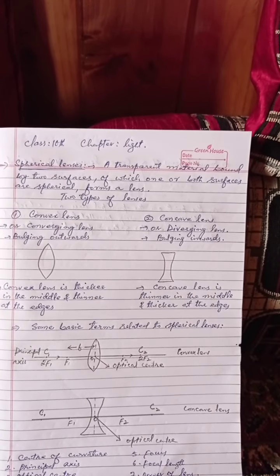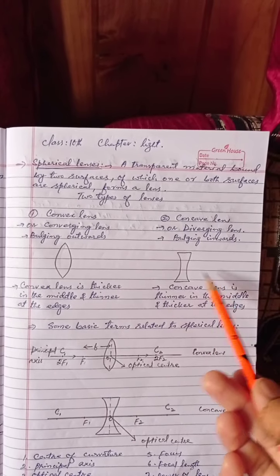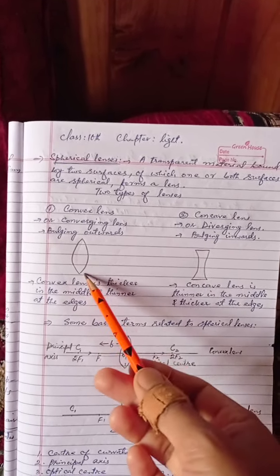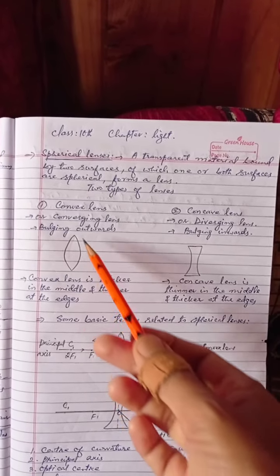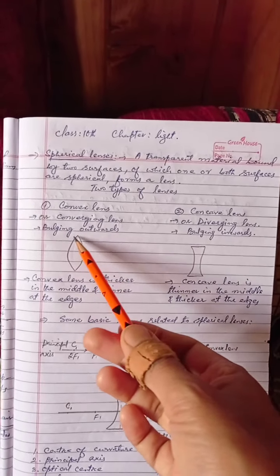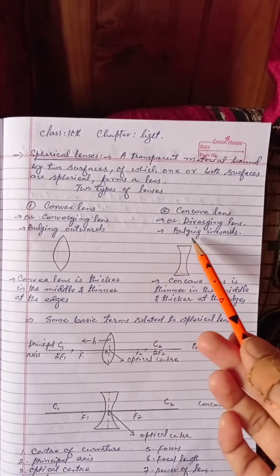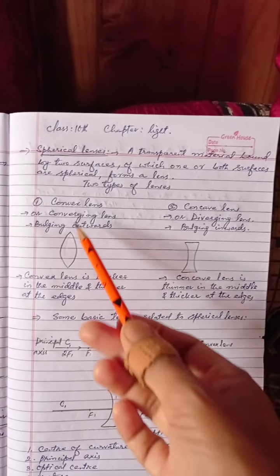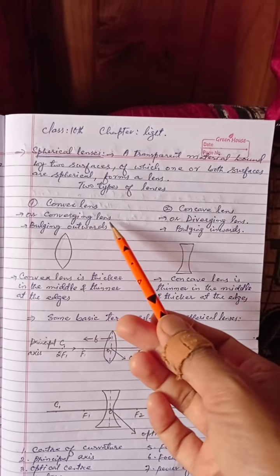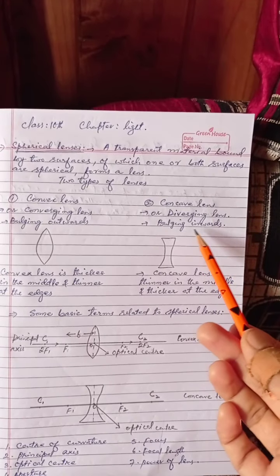Now we have got two types of lenses. One is called convex lens and second is called concave lens. This is the convex lens and this is the concave lens. Now look at these two diagrams. This convex lens is bulging outwards, and this is bulging inwards. So this convex lens is also known as converging lens, while this concave lens is also known as diverging lens.